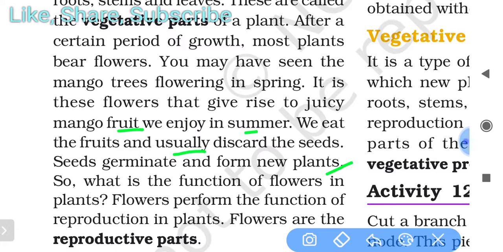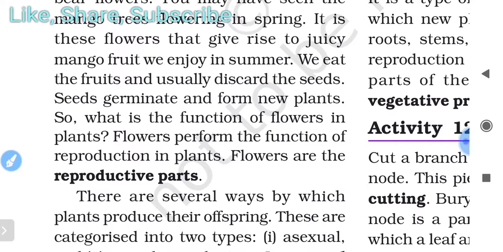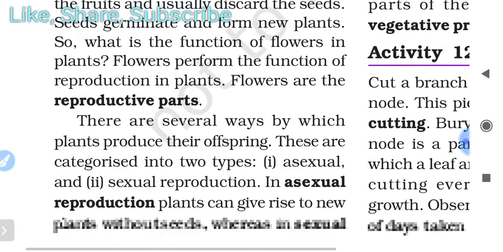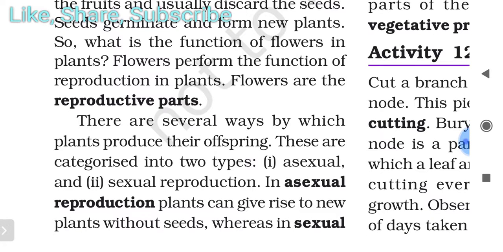So what is the function of the flower in plants? I tell you that the flower is the main reproductive organ of plants. Flowers perform the function of reproduction in plants. In flowers, androecium and gynoecium are found, and these are the reproductive parts. There are several ways by which plants reproduce their offspring. These are categorized into two types. First is asexual, second is sexual reproduction.